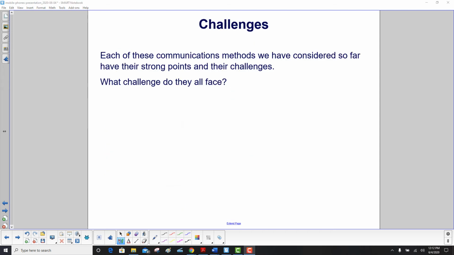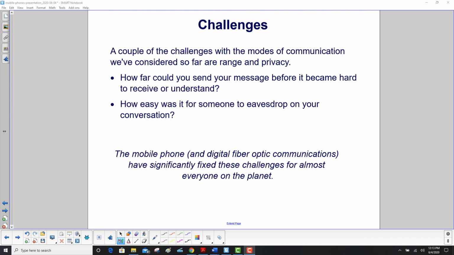Each of these methods we've considered so far has its strong points and its challenges or weak points. What challenge do they all face? A couple of challenges would be range and privacy. How far could you send your message before it became hard to receive or understand? If you're sending up smoke signals, they will quickly disperse in the atmosphere and you won't be able to understand what's going on. Semaphore flags, you have to be in range where you could see the position of the flags.